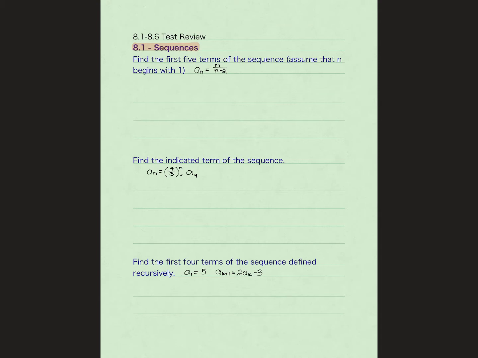So this is 8-1, and 8-1 was the sequences. This is what was on your quiz. So in 8-1, there's only going to be one sequence question. You could get a sequence question like find the first blank amount of terms, and it could be a regular sequence, it could be an arithmetic, it could be a geometric, it could be a recursive, okay? But it's on the module, all the way at the bottom.